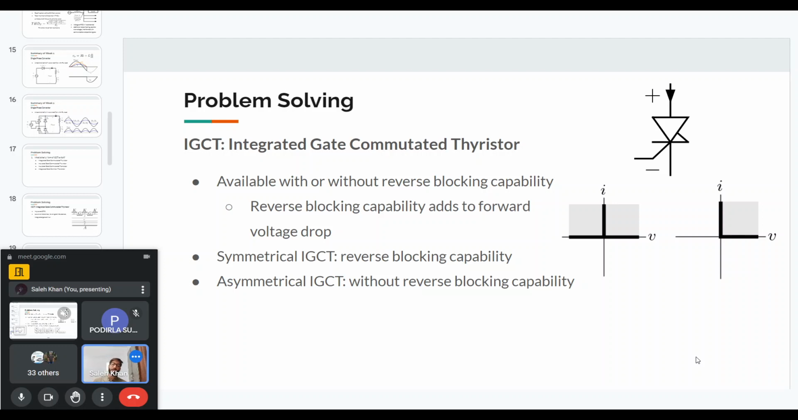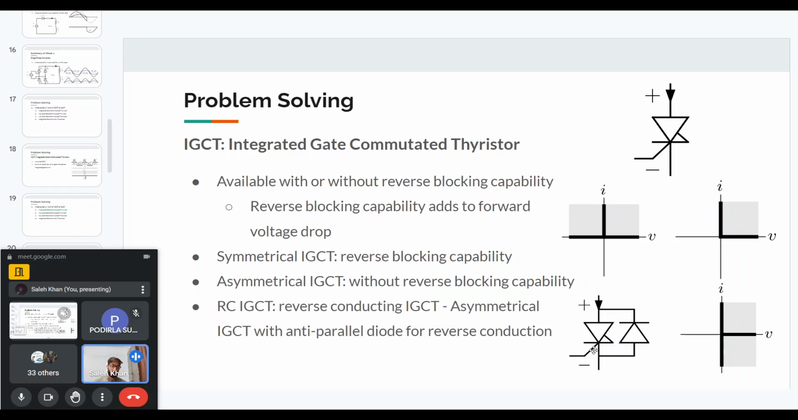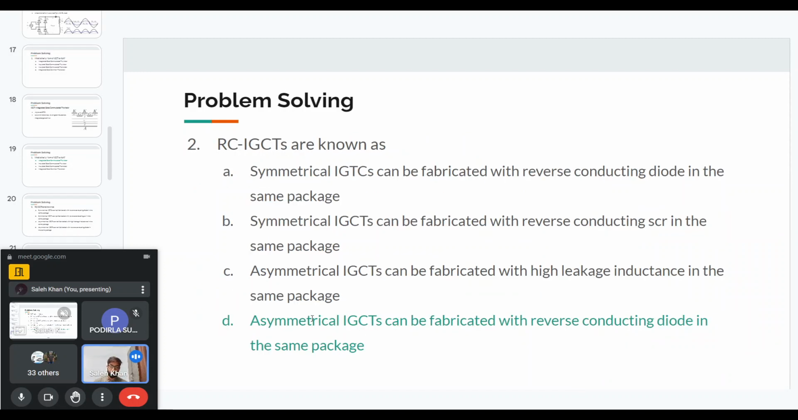Now, if we have an asymmetrical IGCT which can only block positive voltage, we can add an anti-parallel diode to this IGCT, and it will allow us to conduct negative current as well. So it will only block positive voltage. It will not block negative voltage, but it will allow current to pass through in the positive direction as well as the negative direction. So an RC IGCT stands for a reverse conducting IGCT. So it is an asymmetrical IGCT with an anti-parallel diode. Okay, that is what is called an RC IGCT. So the answer to this question is the RC IGCT, an asymmetrical IGCT which is fabricated with a reverse conducting diode in the same package.